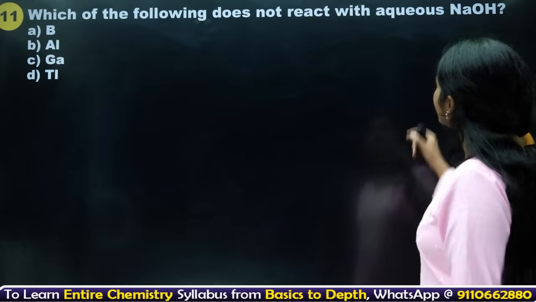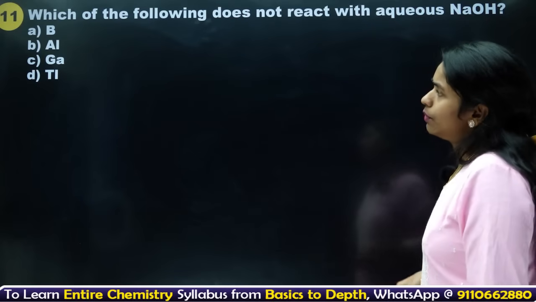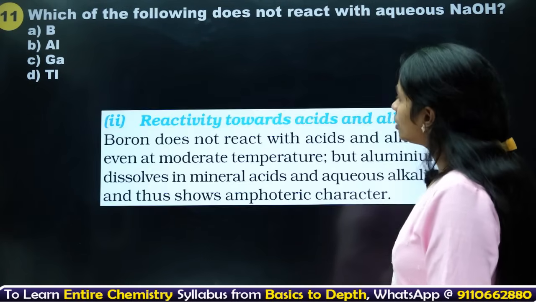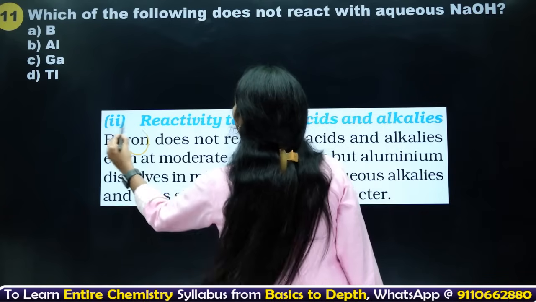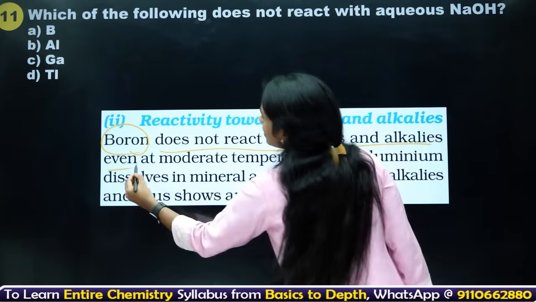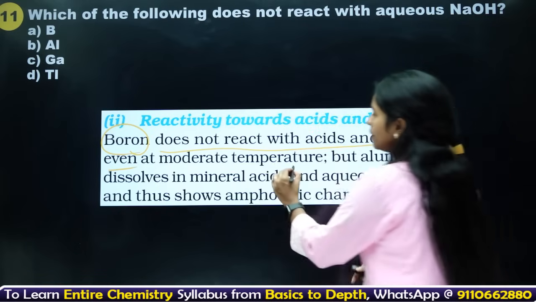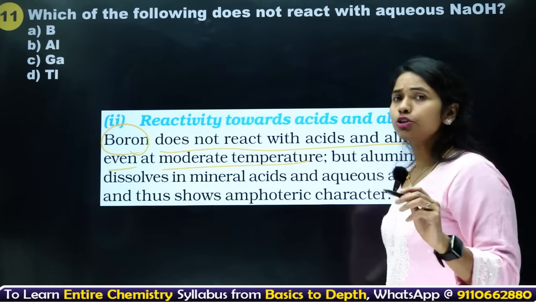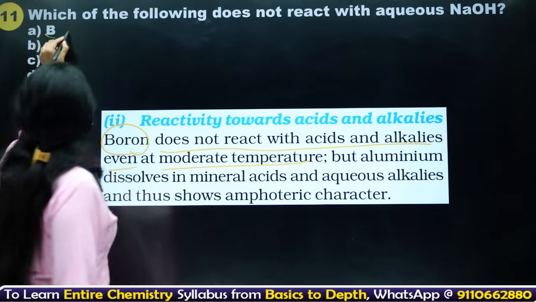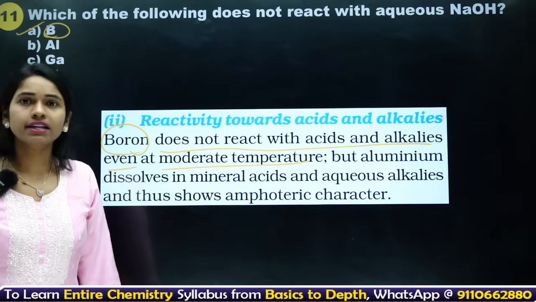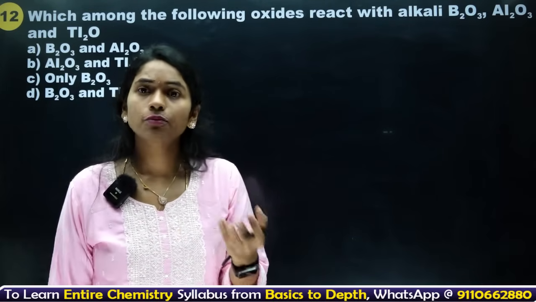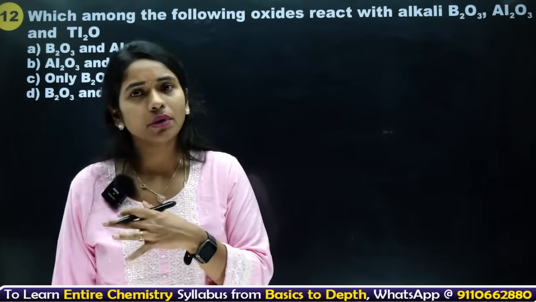Which of the following does not react with aqueous NaOH? Which one should not react with aqueous NaOH? Boron. Boron does not react with acids and alkalis even at moderate temperature. Due to its small size and inertness, it does not react with acids as well as bases. So option 1 is the correct answer. After this video, if you have time, go through NCERT once, and you will feel your NCERT becomes very easy for you.